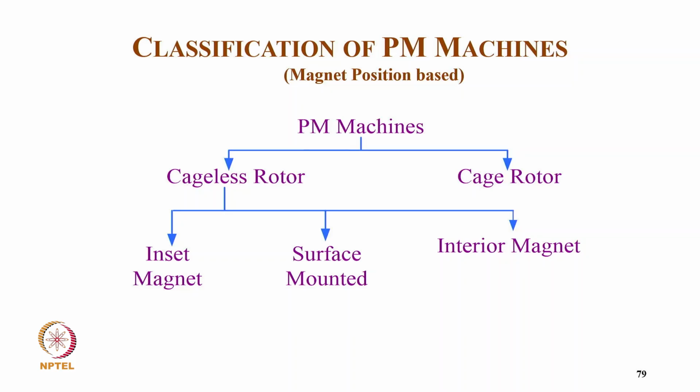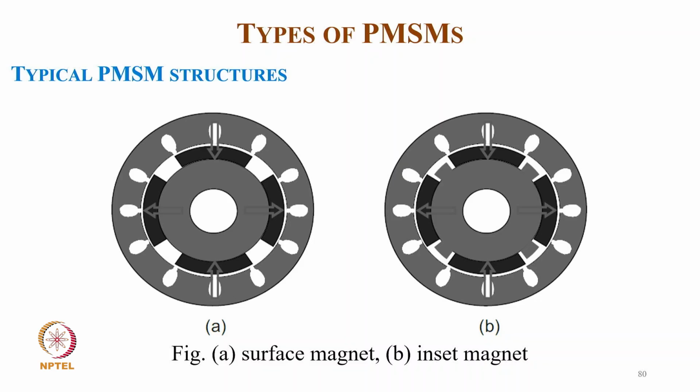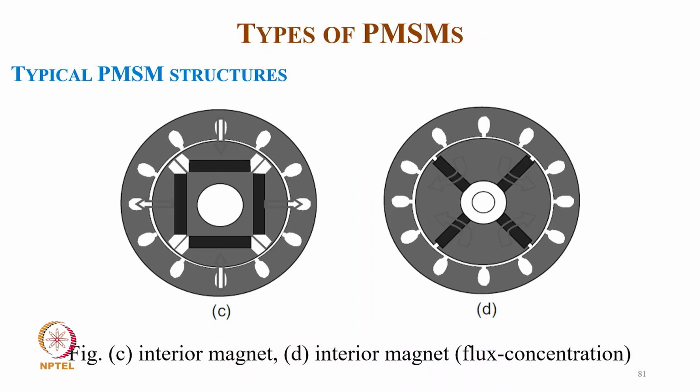synchronous motor. These permanent magnet machines can virtually be classified in two categories: with cage rotor, and without cage rotor, the cageless rotor. So it can be magnet, can be inset kind of magnet, or surface mount, or interior buried magnets. Typical examples of these structures are here: surface magnet, as you can see the magnets are on the surface, and second case is inset magnet.